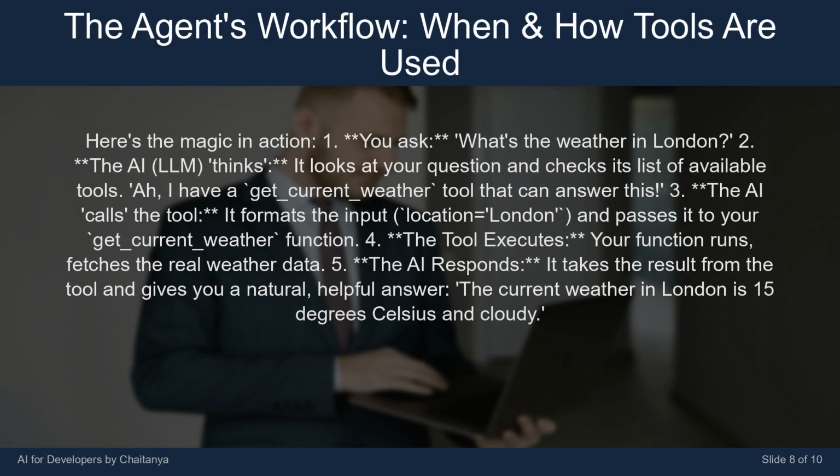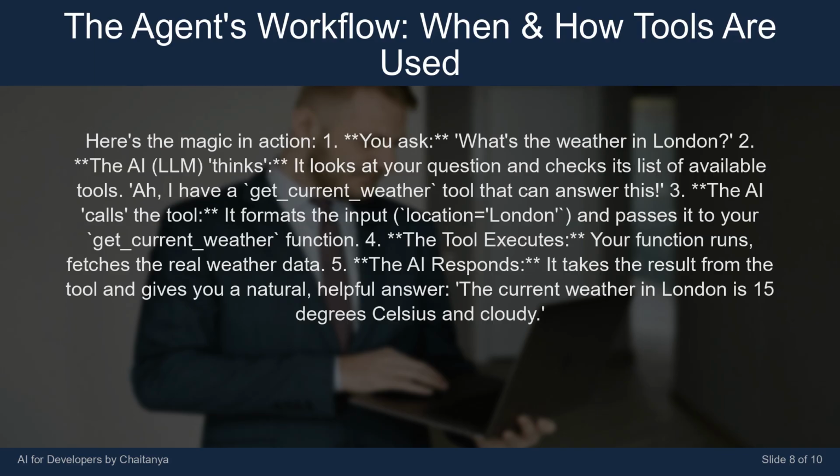Here's the magic in action. 1. You ask, "What's the weather in London?" 2. The AI LLM thinks. It looks at your question and checks its list of available tools. I have a get_current_weather tool that can answer this.